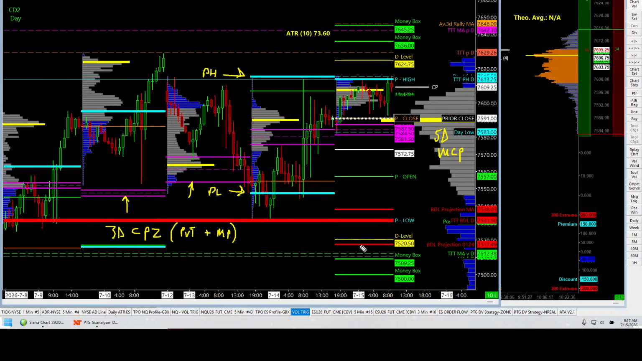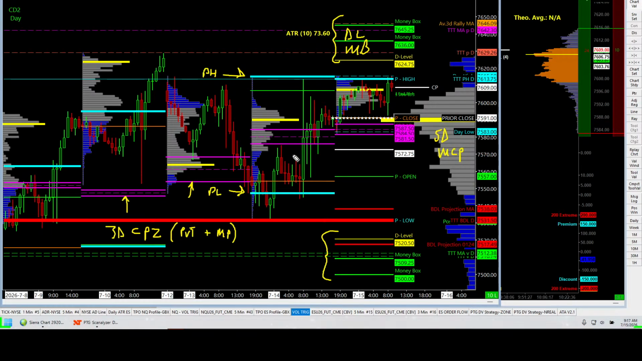Also, what you're seeing over here on the far right-hand side, I'll outline them. We call this the D-level money box zones. And again, there's some information on our website about that. So if you want to go over to PolarisTradingGroup.com, you can take a look at what that is all about.